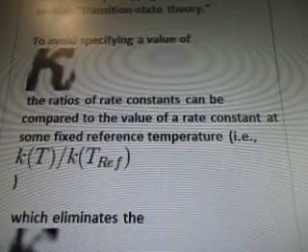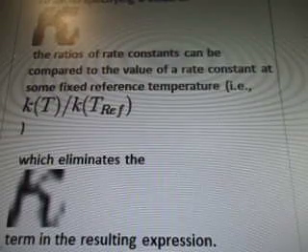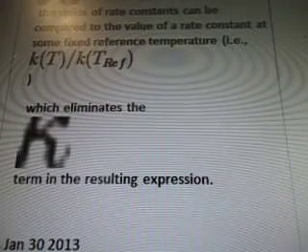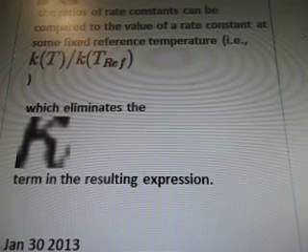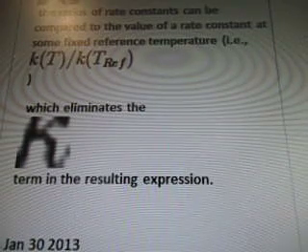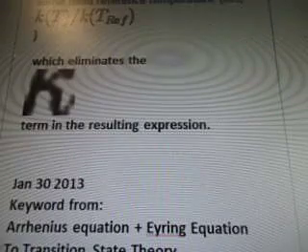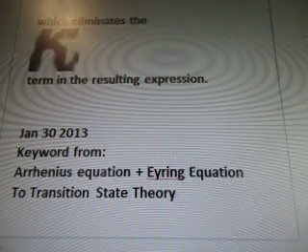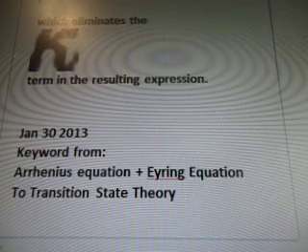To avoid specifying a value of R, the ratios of rate constants can be compared to the value of a rate constant at some fixed reference temperature, and there's an equation there, which eliminates the R term in the resulting expression. So January 30th, keyword from Arrhenius equation plus Eyring equation to transition state theory will be in the next video.